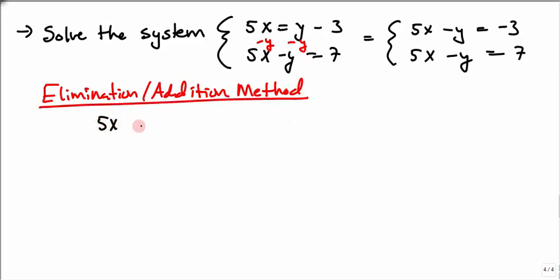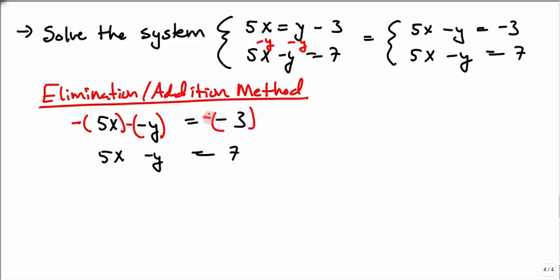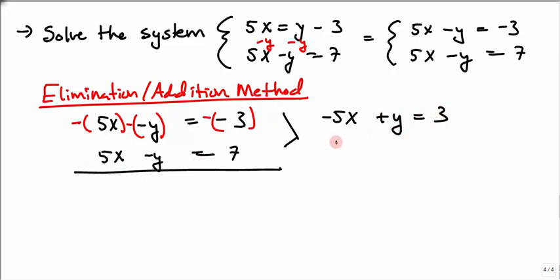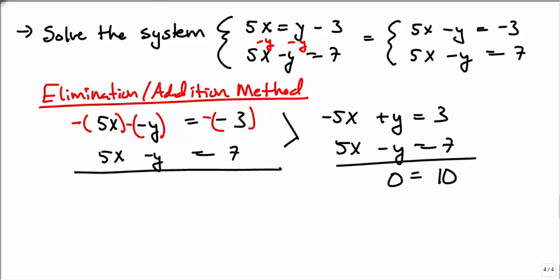So I have 5x minus y equals negative 3, 5x minus y equals 7. I'm going to multiply the top through by a negative value. Now the reason I wanted to multiply through by this negative value is so I can get my 5x's to go away. So I'm going to have a negative 5x plus y equals positive 3. Then I have a 5x minus y equals 7. Oh my gosh, everything eliminated on the left, and on the right I'm left with 10. 0 equals 10. 0 does not equal 10. This is a false statement.